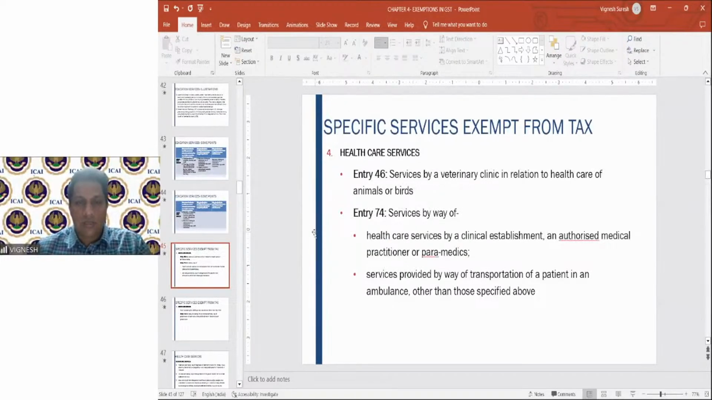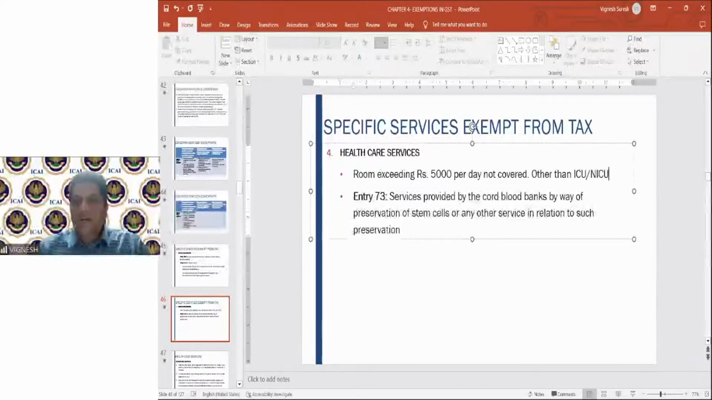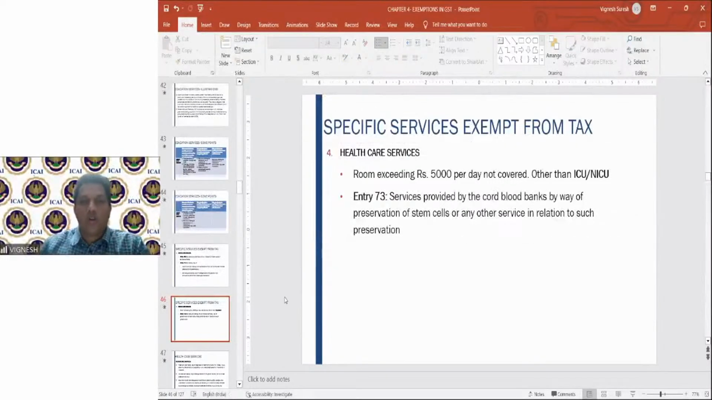So therefore, you can expect a question based on this one. Other than ICU or other critical units, or NICU, the neonatal intensive care unit for babies, if you just go to some other room and get yourself admitted, that room is a luxury room for which they are charging more than 5,000 per day, and that is chargeable to tax.